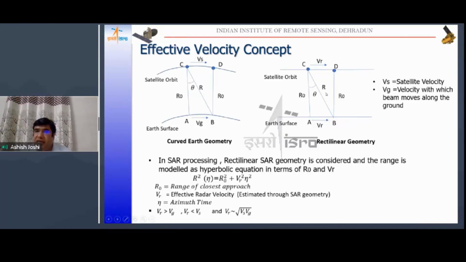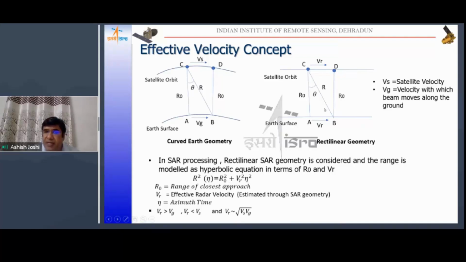So in the rectilinear geometry, this velocity is replaced by the effective velocity, which is approximately equal to the root of Vs into Vg. Vg is the velocity with which the beam moves along the ground. So at which velocity the beam is moving along the ground, or what is the ground speed? This is given by Vg. So this effective velocity is given by the root of Vs into Vg, and this range is given by R0 by VR eta square.